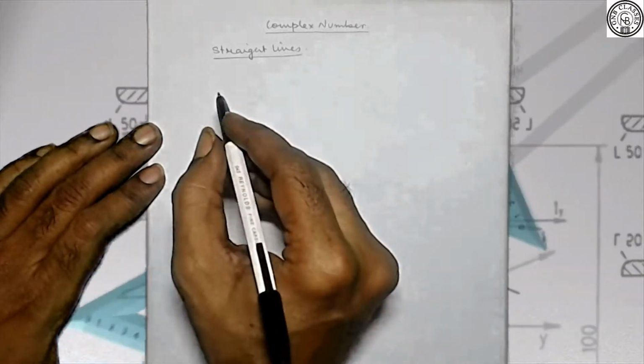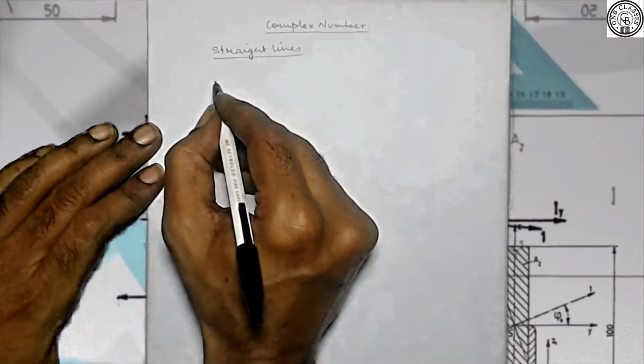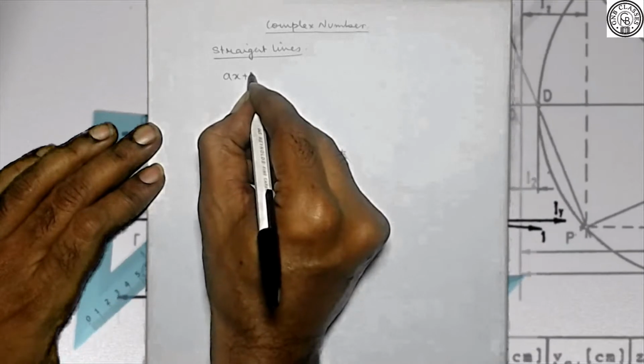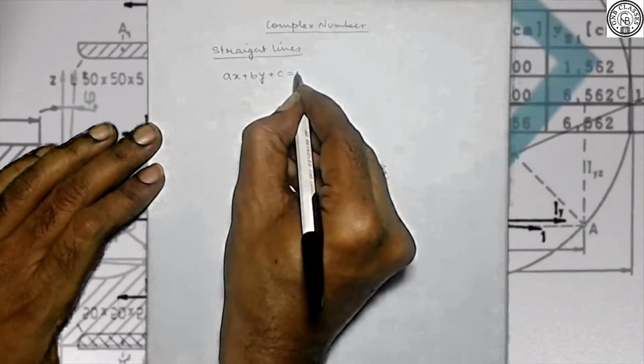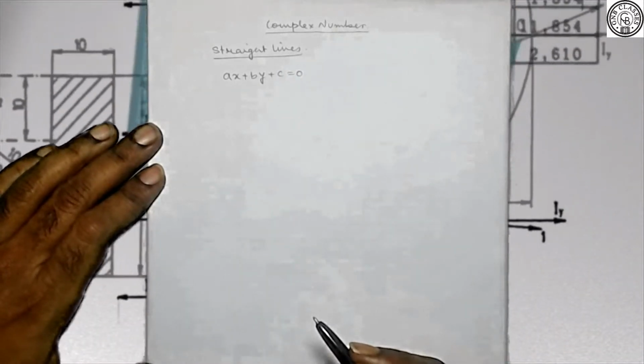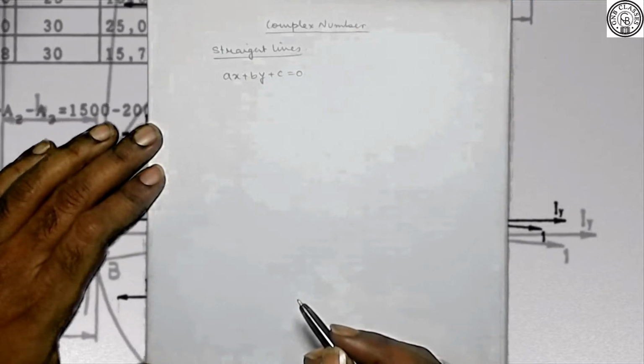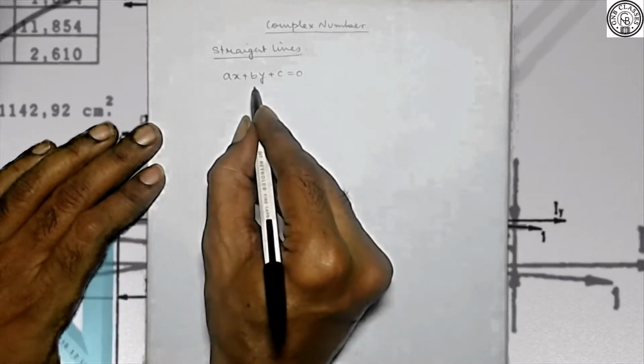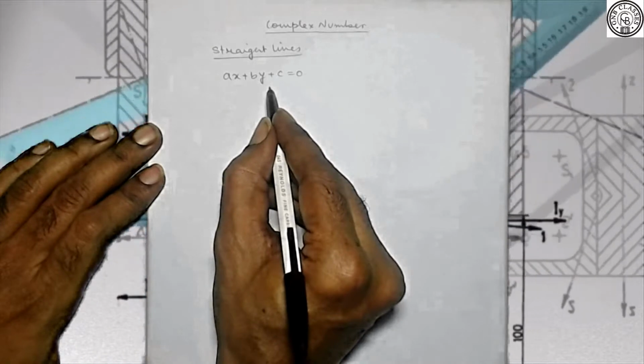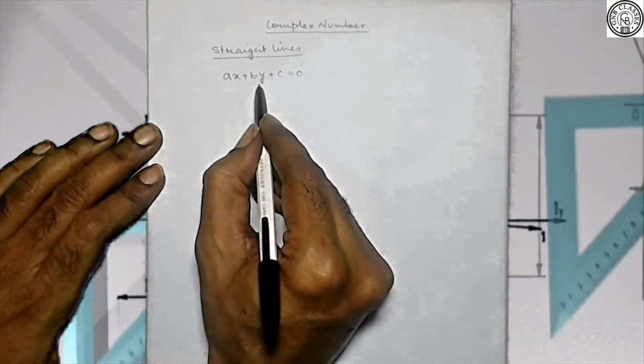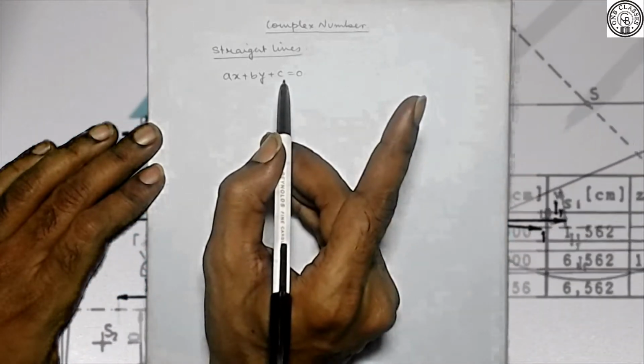Okay, now you see in the Cartesian system we know that the general equation of any straight line is ax + by + c = 0, where x and y is a variable point on that Cartesian plane. That is, x and y is a variable point on that line itself.